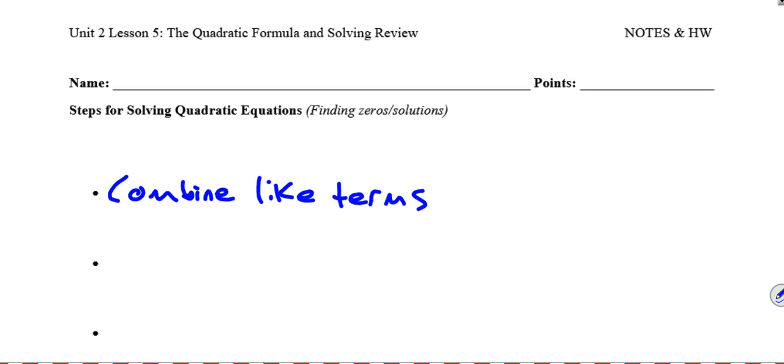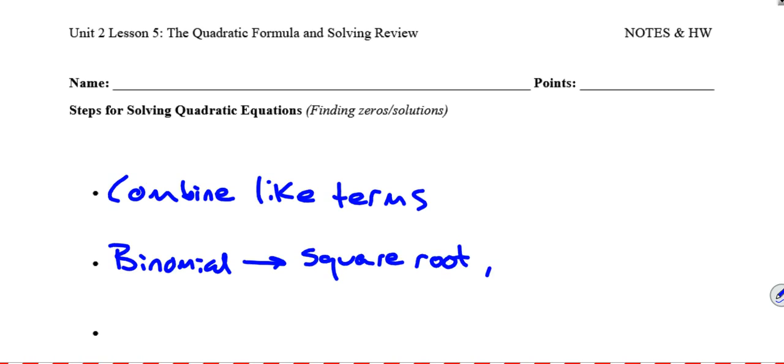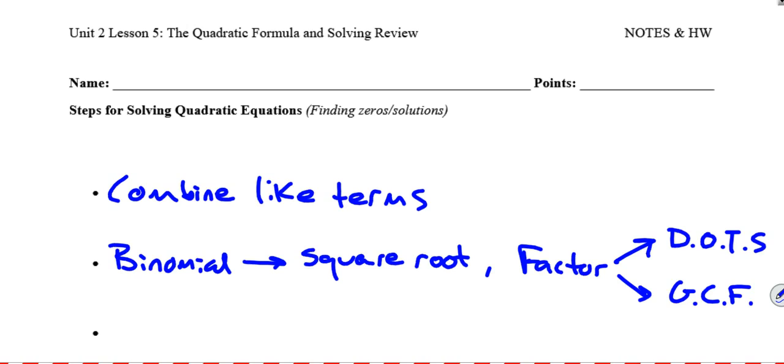If you have two terms, or a binomial, you have a couple options. You could solve this by square root. But if you don't see a perfect square, then what you're probably going to have to do is factor. And if it's two terms, the factoring is either going to be a difference of two squares or GCF, greatest common factor.